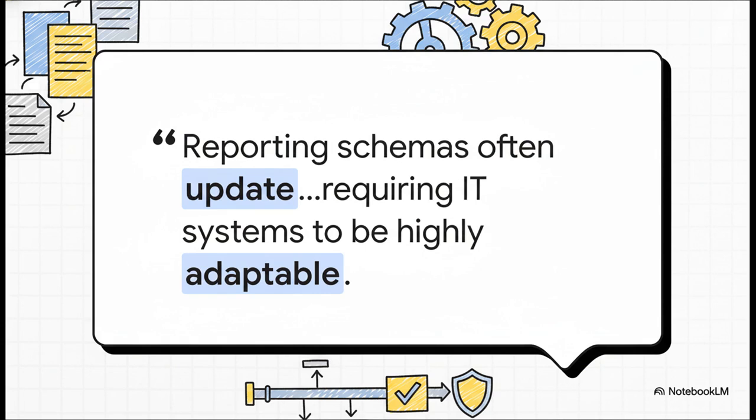This quote from our source material really just says it all. The technical standards, the very structure of the data you're required to send, are updated all the time. This just means your systems can't be rigid. They have to be built from the ground up with flexibility and adaptability at their core, so you're ready for the next big rule change.